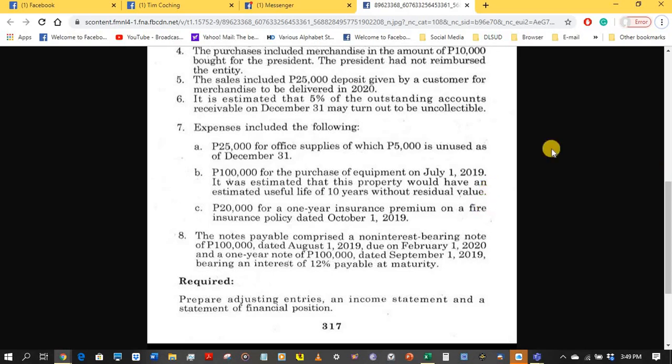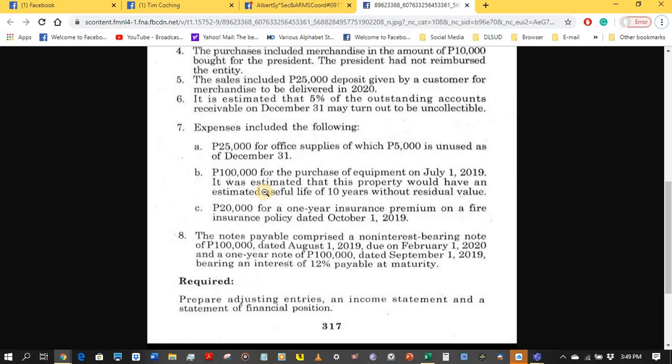Next, letter C. 20,000. So again, sa expenses na 560,000, it includes a 20,000 1-year insurance premium on fire insurance policy dated October 1, 2019. So sa 560,000 expenses, may 20,000 doon na hindi naman dapat lahat i-expense. So ilang months lang ang dapat nating i-expense. Siyempre, yung na-expire. Ilang months na ba ang na-expire?